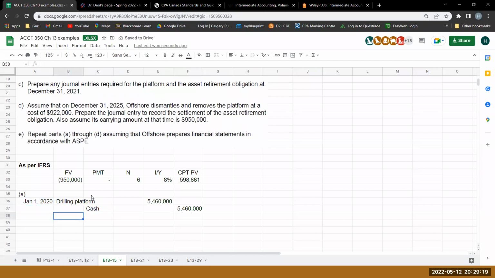And we're just assuming we paid cash, so credit cash. And on the same date, you're going to debit the drilling platform and credit a decommissioning obligation. So under IFRS, the terminology is decommissioning obligation. Asset retirement obligation is the term used in ASPE. Decommissioning obligation is what you want to use for IFRS.